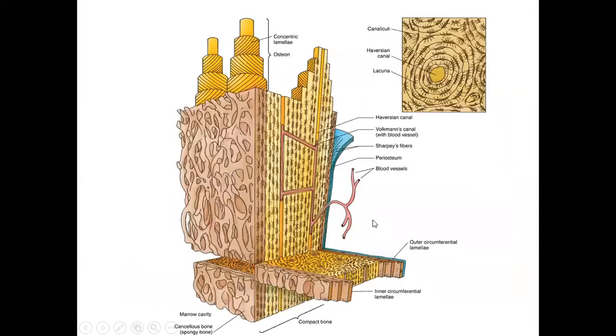The Haversian canal communicates with other Haversian canals, the periosteum, and the marrow cavity via Volkmann's canal. We have another canal here. If you see here, this is the transverse canal, which is known as Volkmann's canal, Volkmann with a V, capital letter V.